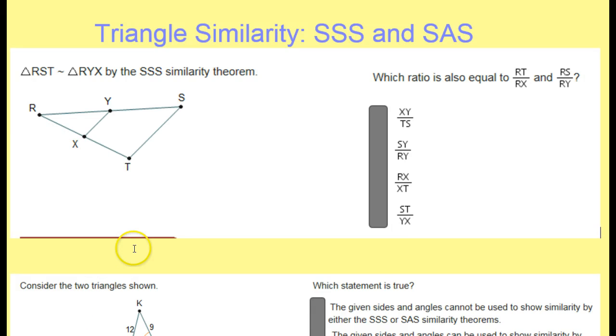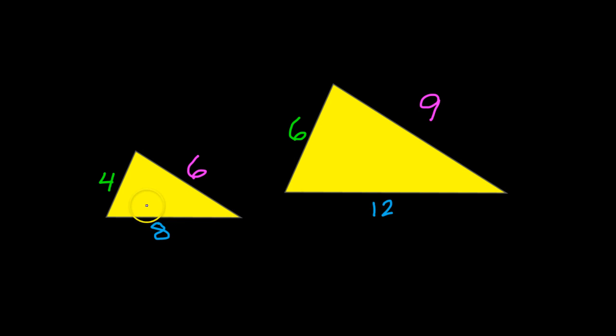This tutorial video is about triangle similarity, and there are two types: side-side-side similarity and side-angle-side similarity. Triangle similarity works like this.